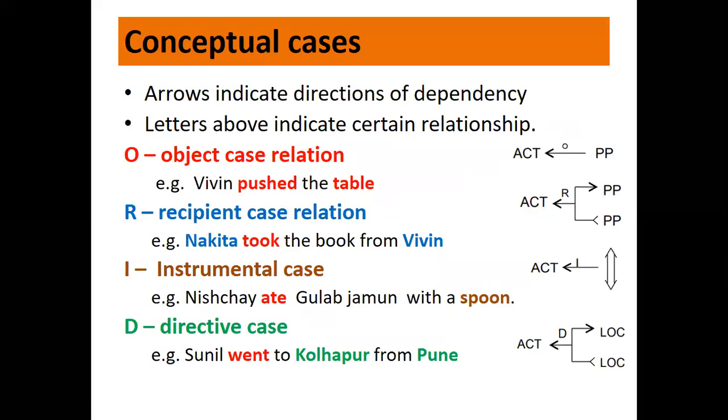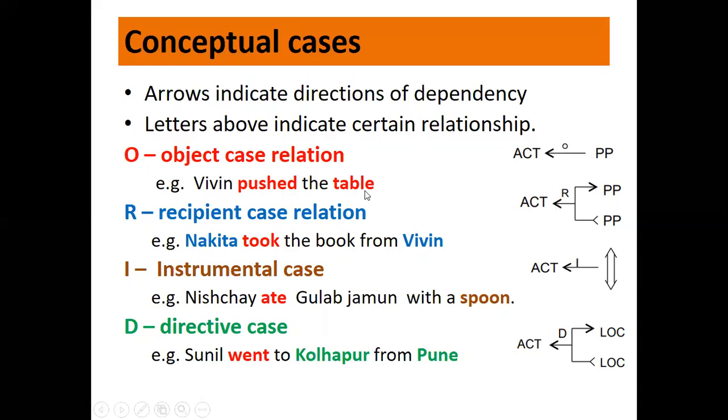Then you have conceptual cases, right? These are the four conceptual cases. Arrows indicate the direction of the dependency, and the letters above them, O, R, I, D, indicate a certain relationship. So we have four types here. First one is the object case relationship.